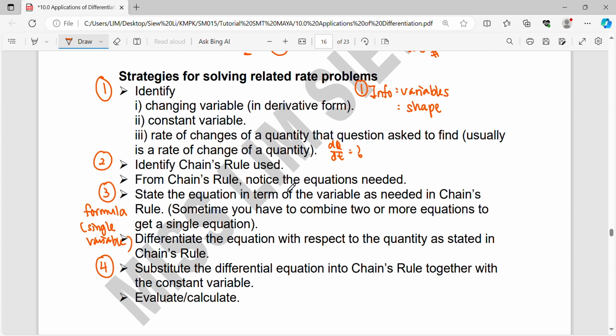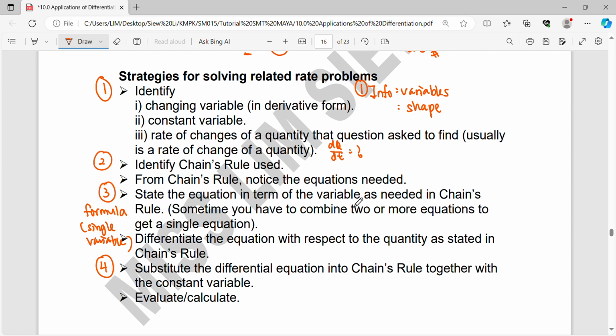For the second step, when we look at the question, we try to form the chain rule regarding the derivative that we want to find, the derivative the question asks for. So from the chain rule, we move on to the third step.